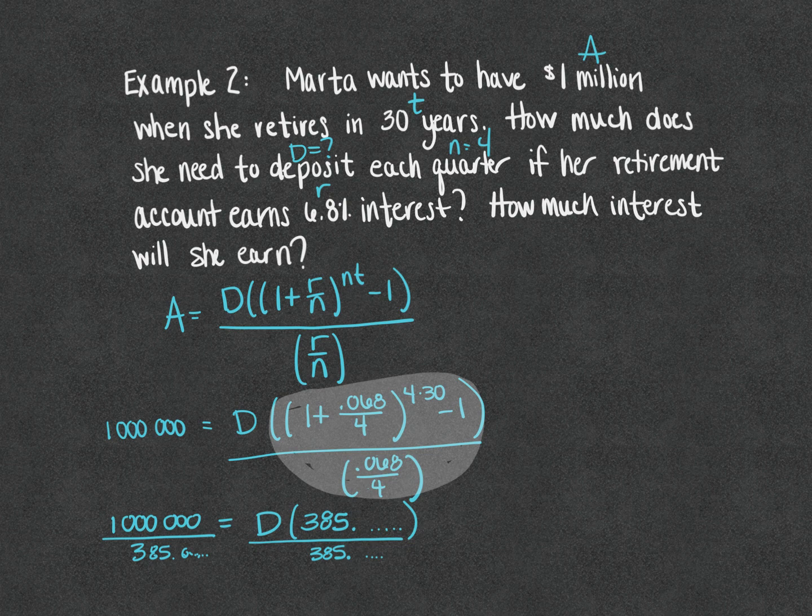The deposit amount, when you do $1 million divided by that roughly 385 and all the decimals, again, keep all of those there, you will find out that that total is $2,591.52, and that is her quarterly deposit amount. If she wants to have $1 million in 30 years, that's what she needs to set aside every quarter, or 4 times a year.